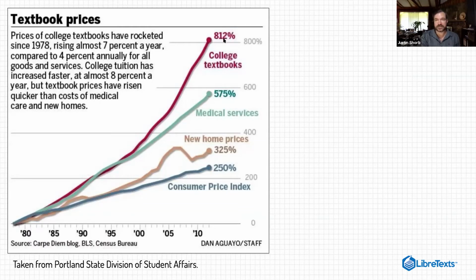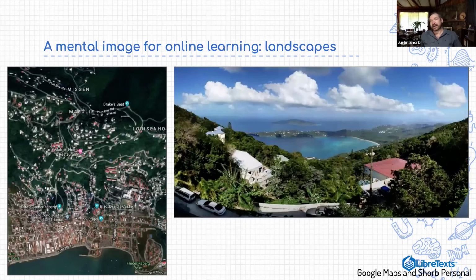So what can we do to make this cheaper resource of using open educational resources better and more effective? And the research that you would use online is more about mental images. So this is a difference between how you would think about a textbook itself and how you would think about navigating in general. So for instance, I used to live in the Virgin Islands.